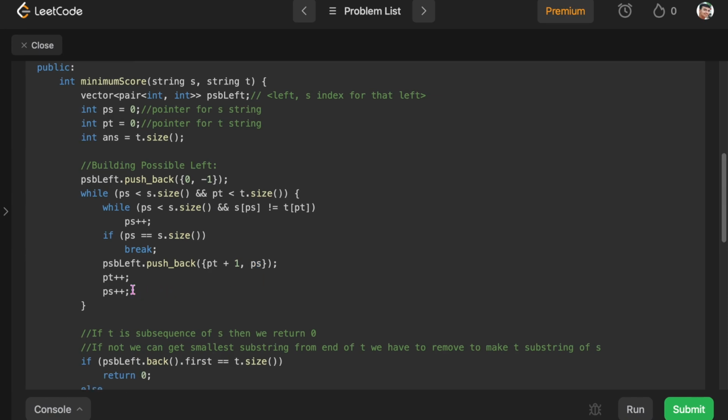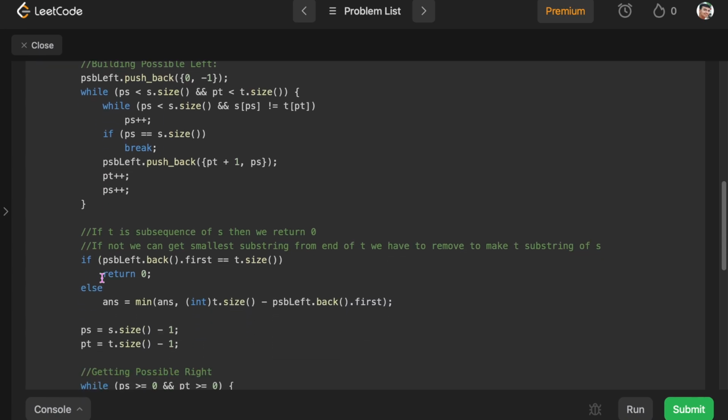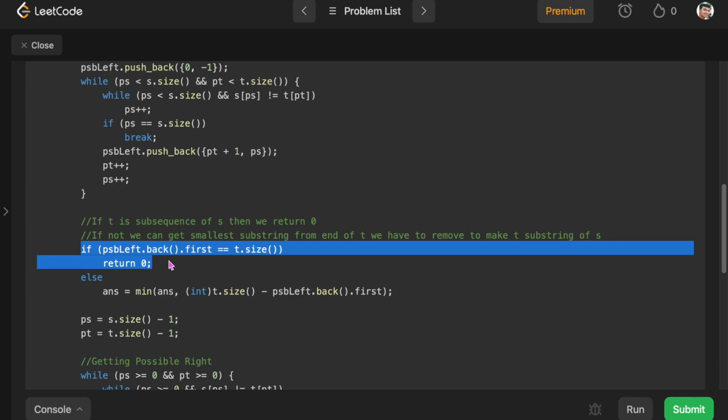Once this is done, we increment both pt and ps as we saw in the dry run. Now, since the possible left array is being filled, first we check if possibleLeft.back().first is equal to t.size() or not. What this means is the entire t string is a subsequence of s string. Now if t is a subsequence of s, we don't have to make any operation on it. That's why we return 0 here.